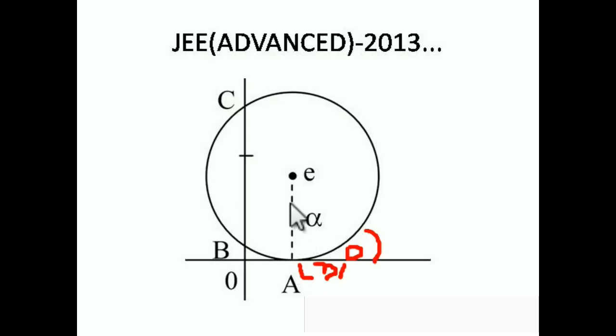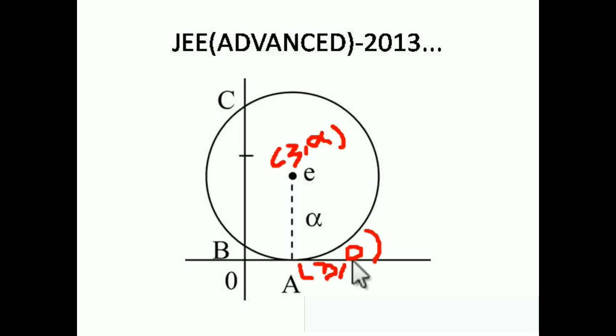Now for the center, the x coordinate is the same, that is 3, and what is the y coordinate? It is alpha. We take an assumption that the y coordinate is alpha, and that equals the radius, because we all know that when a circle touches the x-axis, the mod of the y coordinate becomes the radius, and if the circle touches the y-axis, the mod of the x coordinate becomes the radius. So here we know the center, we know where it touches the axis.